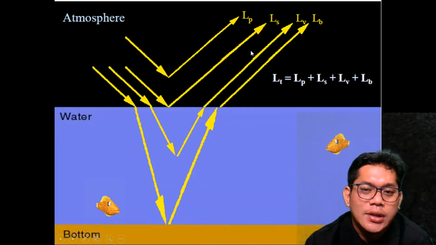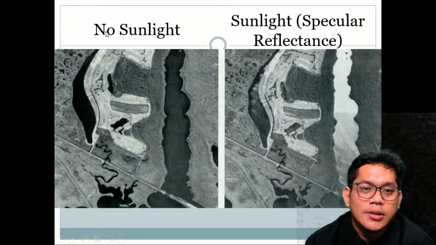And of course, there are some elements within the atmosphere and the water surface that can give you false data, basically due to specular reflectance, which gives you a mirror kind of water color. Okay, such as here, no sunlight and sunlight, it shows you some kind of brightness, just like a mirror, due to the specular reflectance, as opposed to this one.